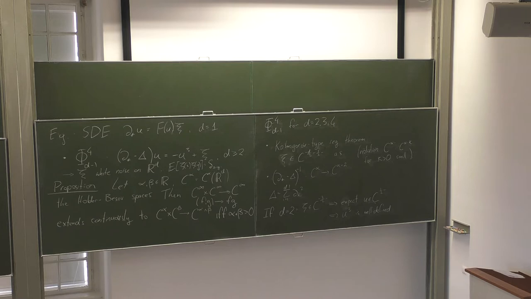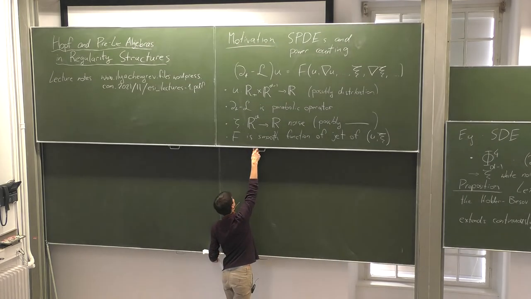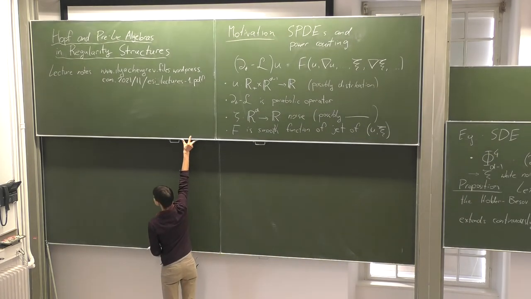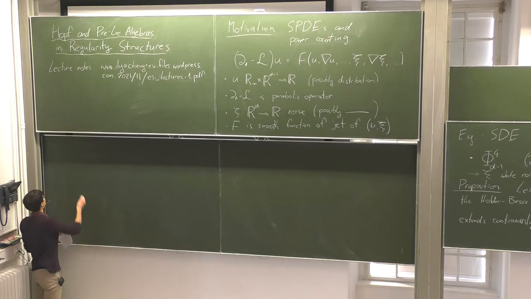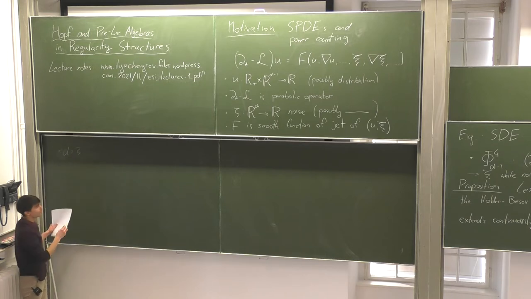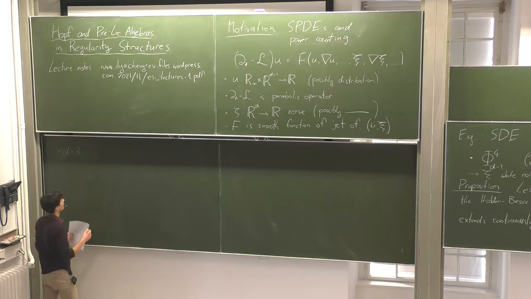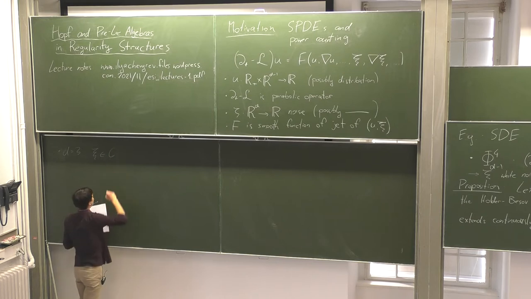Okay, so let me continue on. Let's see what happens in higher dimensions. So consider now the case d is equal to 3, and we're still looking at the same phi 4 dynamical model. So now Xi takes values in C to the minus 2 minus.